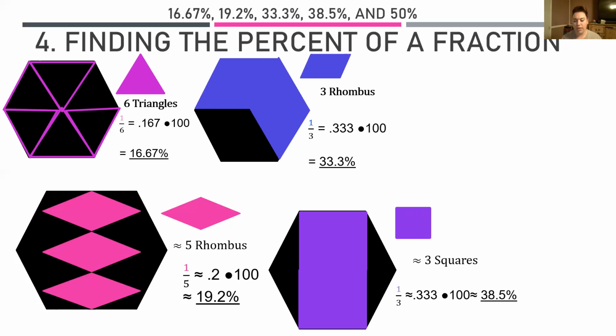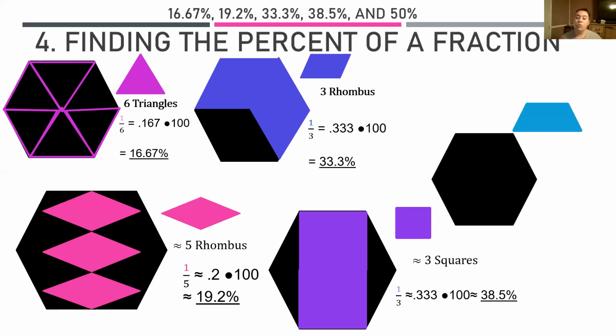It's approximately 1.385. So 1.385 times 100 is 38.5%. So let's go on to our next one.